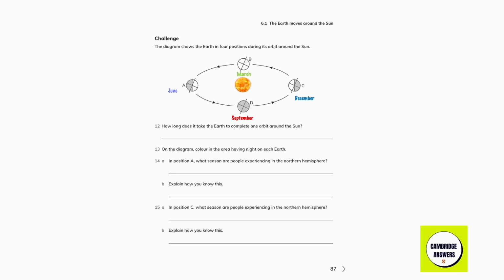Challenge. The diagram shows the Earth in 4 positions during its orbit around the Sun. How long does it take Earth to complete one orbit around the Sun? 365 and 1/4 days. On the diagram, color in the area having night on each Earth. We've already done that. In position A, what season are people experiencing in the northern hemisphere? Summer. Explain how you know this. The northern hemisphere is tilted towards the sun.